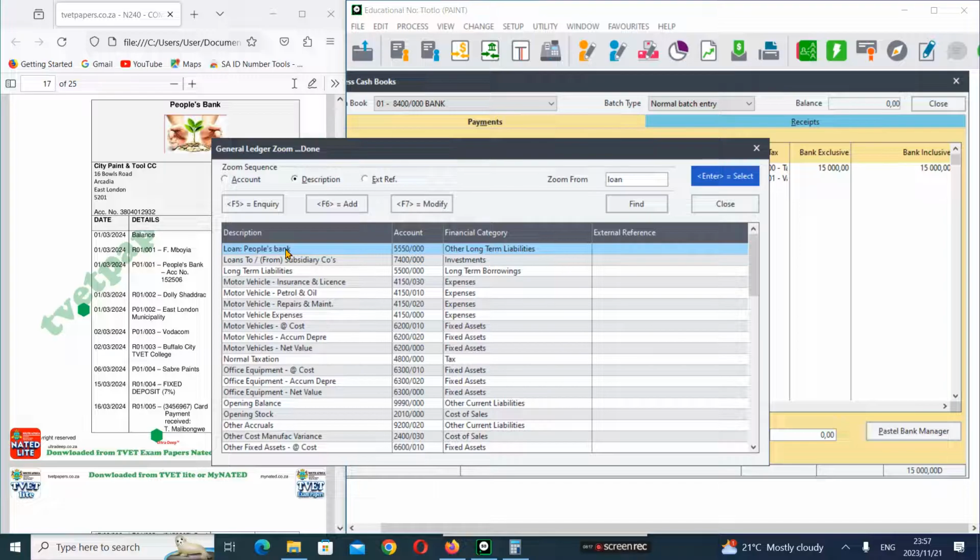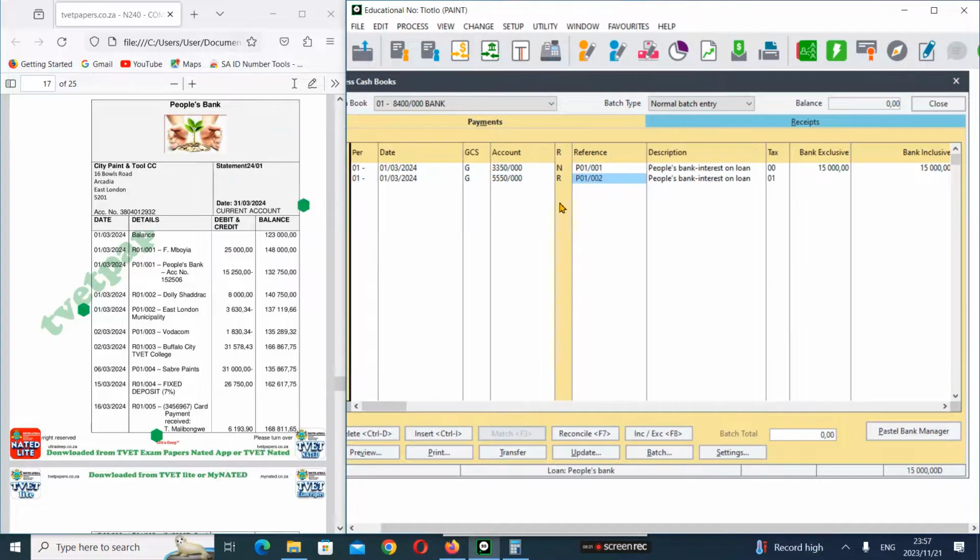Okay, so here's our People's Bank loan, and then our reference, it's already incremented, so it's fine. And then now we need to write what was happening here. So we're paying People's Bank, isn't it? People's Bank. What are we paying them for? Repayment of loan. You can say repayment of loan. Yeah, it's fine. The repayment of loan.